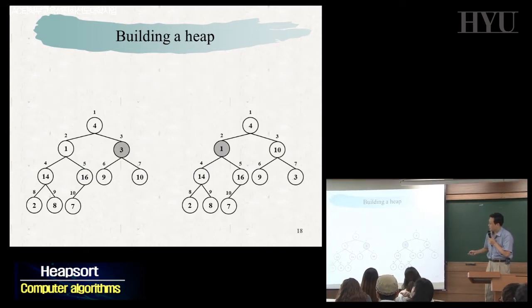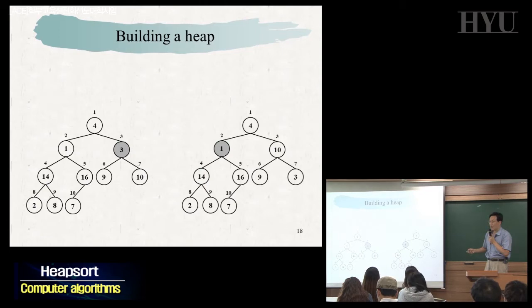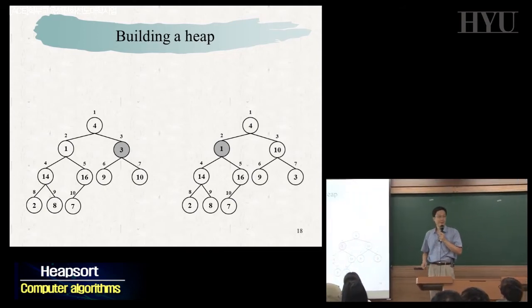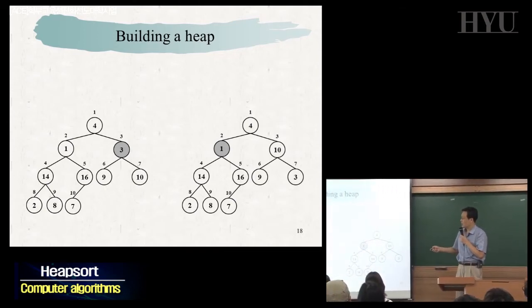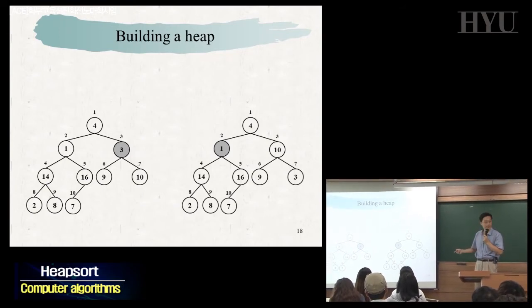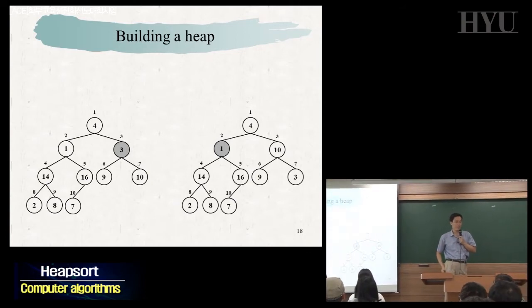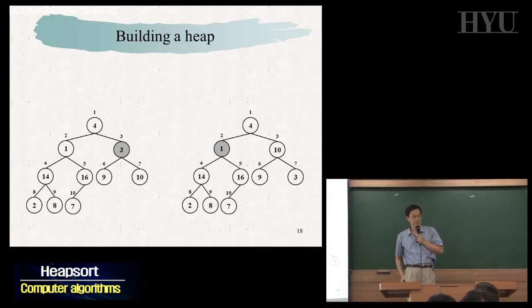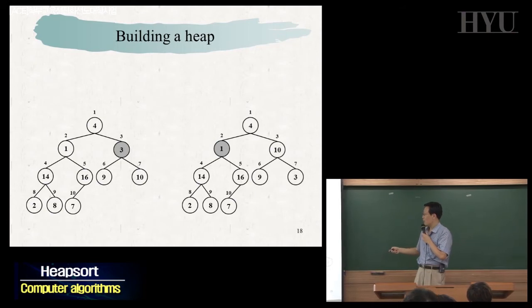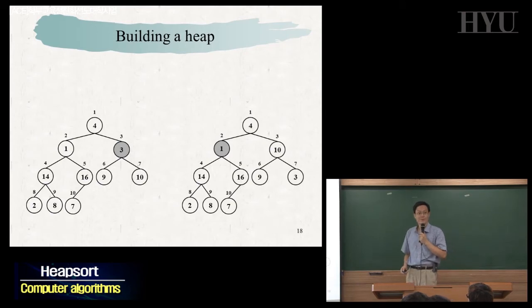The result is like this. 14 and 2 are exchanged. Okay, then the next subtree is this. What should we do? Okay, 3 and 10 are exchanged. And then this, the subtree rooted at 1.